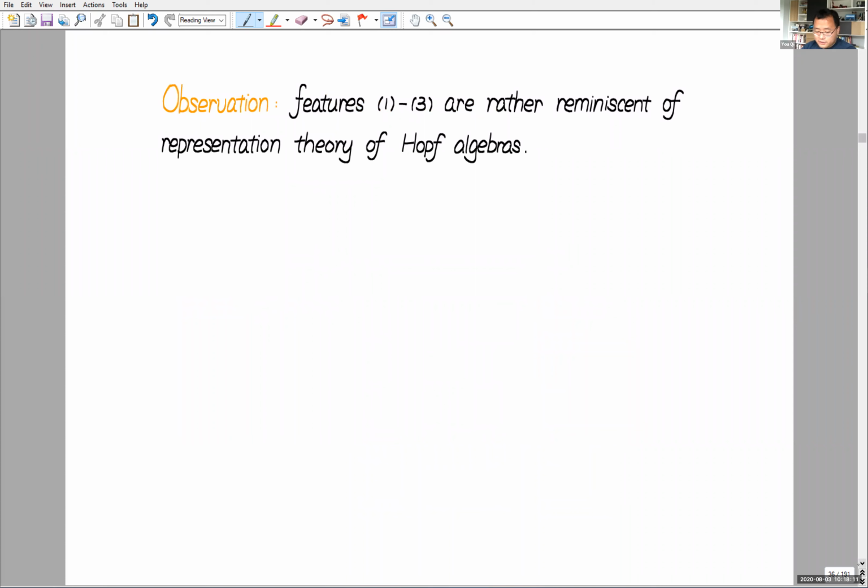A simple observation, if you have taken any course in basic representation theory of finite groups, is that the above features 1 through 3 we have seen for homological algebra, having direct sums, tensor products, and inner Homs, are really reminiscent of the representation theory of, for instance, finite groups or their linearization group algebras, and even, slightly more generally, Hopf algebras.